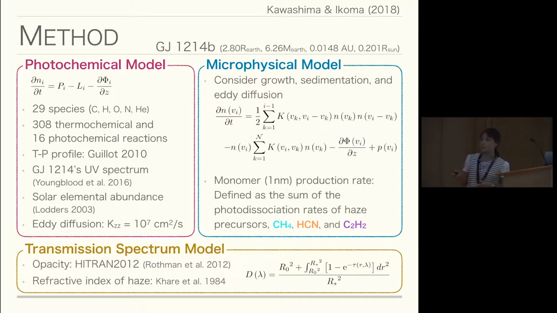Finally, for the transmission spectrum, we calculate the transit depth at each wavelength with this equation. We calculate the opacity of each molecule using the HITRAN database, and for the refractive index of haze particles, we use a measured value of Khare et al. 1984.